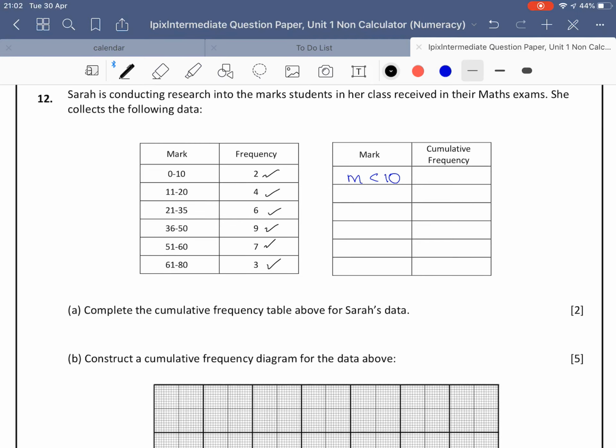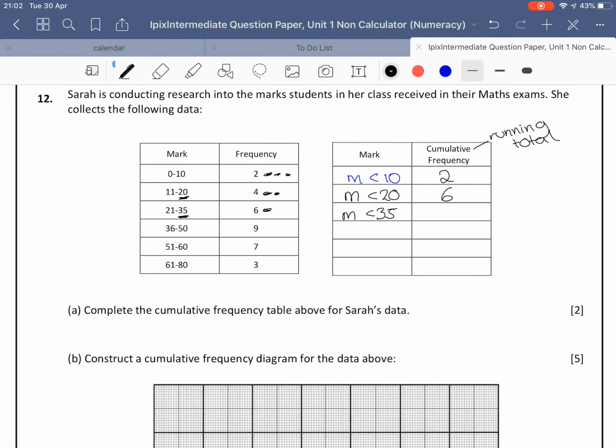Cumulative means a running total. So the marks less than 10 are 2, so there are 2 people who got less than 10 marks. Then we want to know how many people got marks less than 20. We've got this 4, but we also have this 2, so for now it's 6. Then we want the marks that are less than 35, so I've got the 6 and the 4 and the 2.